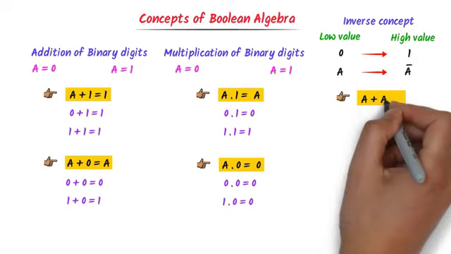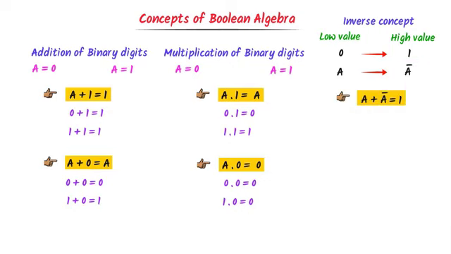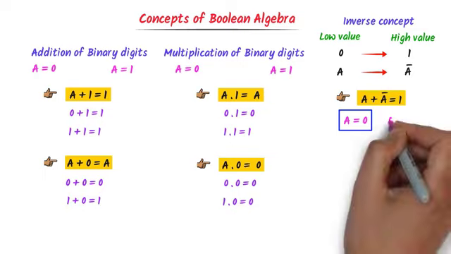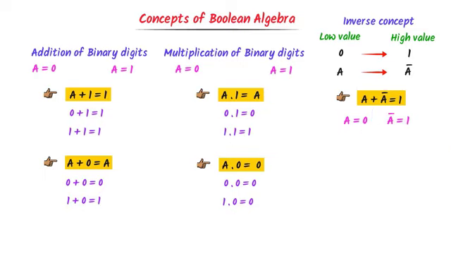Now a plus a bar is equal to 1. Let a equals 0. Can you guess the value of a bar? Well, a bar represents the opposite value of a. When a equals 0, a bar equals 1, because the opposite value of 0 is 1 and vice versa. Now 0 plus 1 is equal to 1.